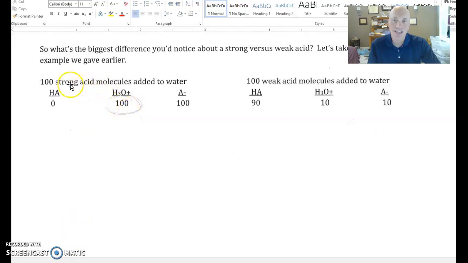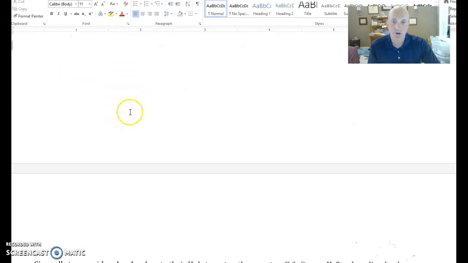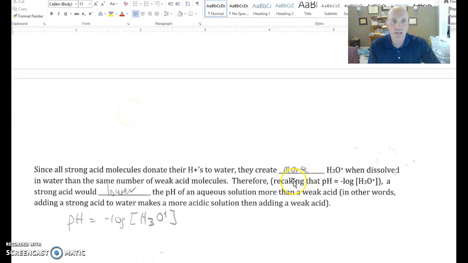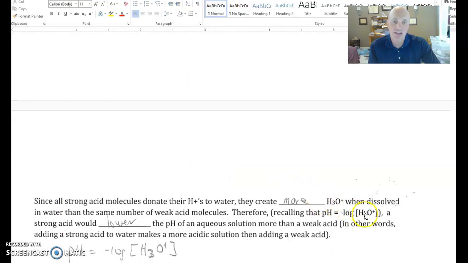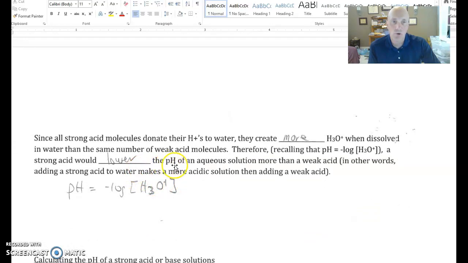So the water that's had the strong acid added to it is going to end up having more H3O+ swimming around in it. Remember, that's what acidity is. Acidity is that ratio of H3O+ to OH-. Recalling that pH is the negative log of H3O+, if you have more of this, you're going to have a higher number there, and that's going to end up giving you a lower pH.